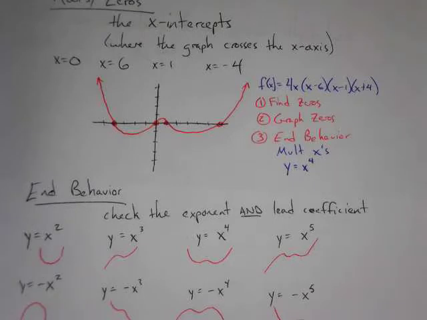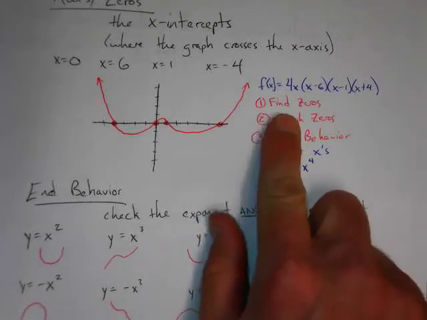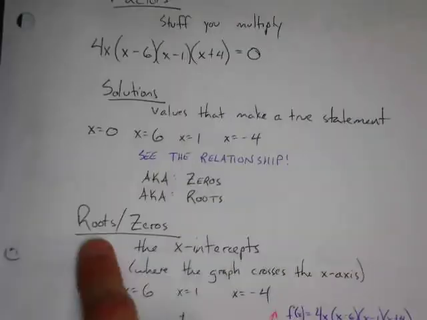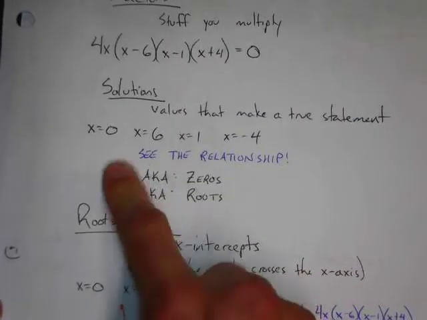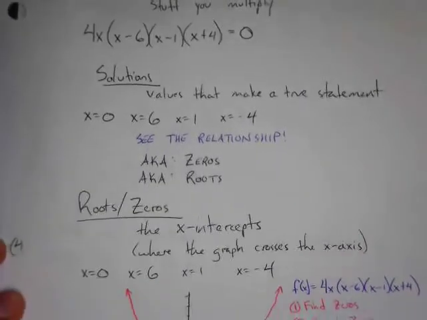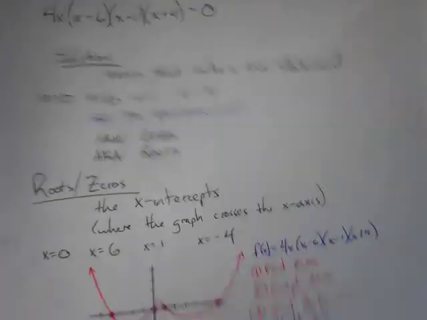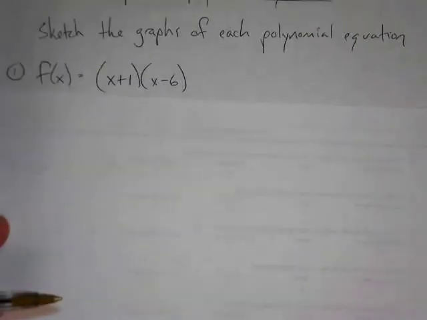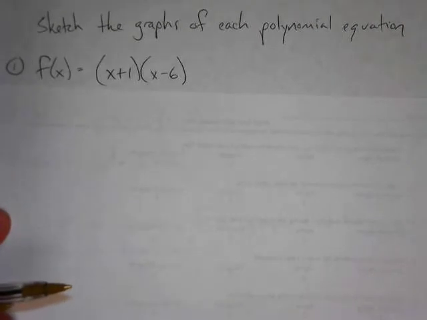So everything relies on strong vocabulary. What is end behavior? What are roots and zeros? What are solutions? And what are factors? Everything is based on strong vocabulary. If you have good vocabulary, this is going to be kind of fun and very doable. So here we have our examples. We're going to jump right in and start graphing them.